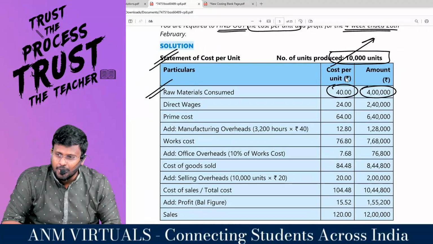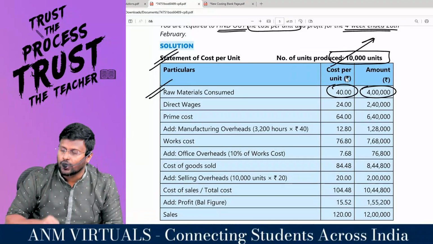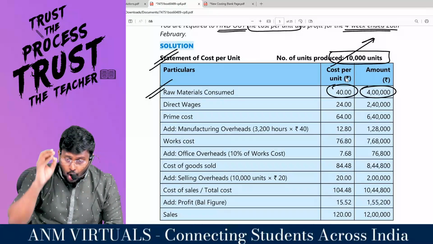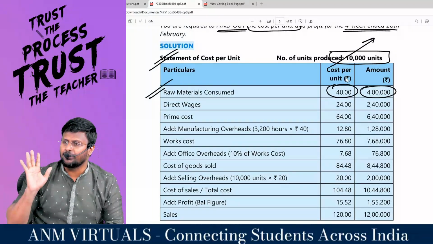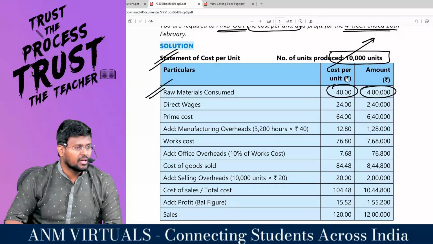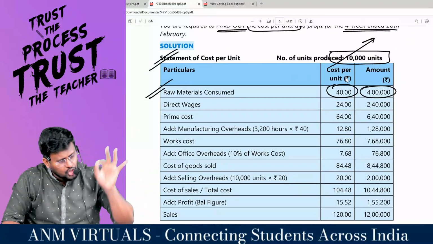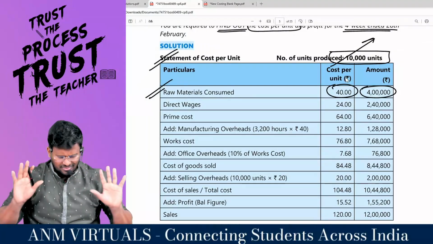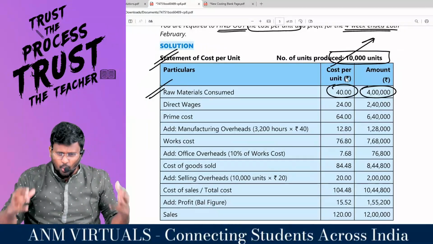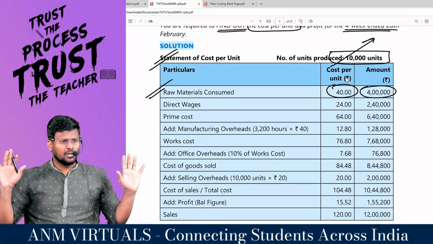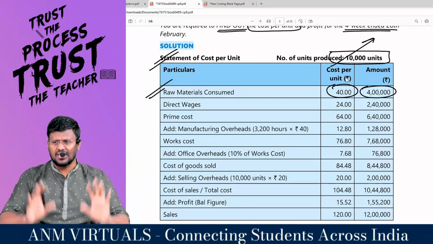What is the difference between job costing and unit costing? If the population is homogeneous, then we can use unit costing. If the population is heterogeneous, we can use job costing. That's the difference. Nothing else am I going to teach you. That is the only reason why I kept this chapter at the end.